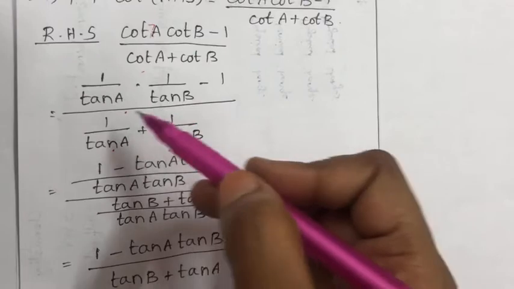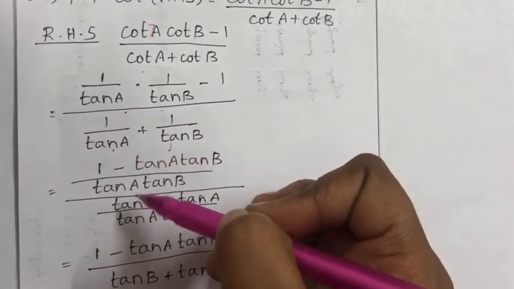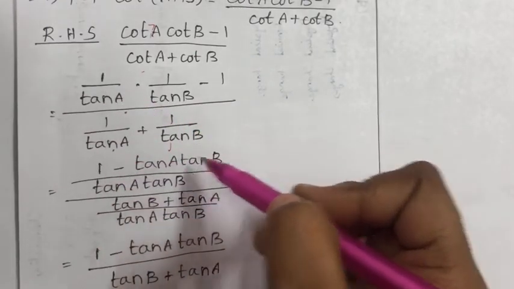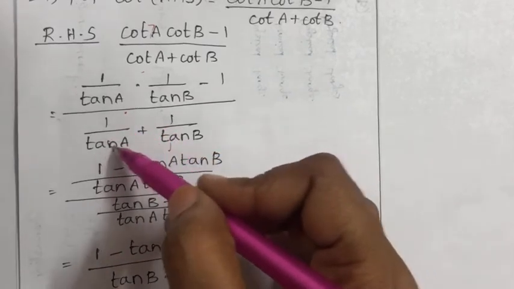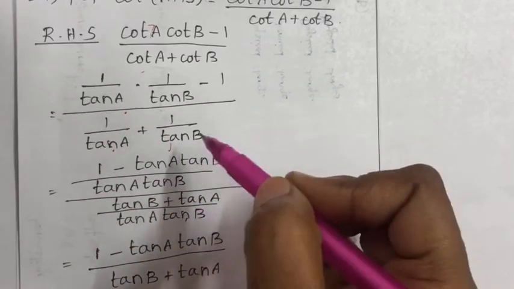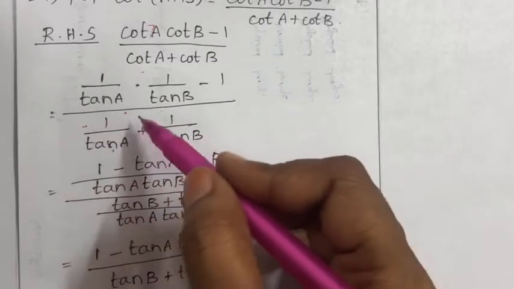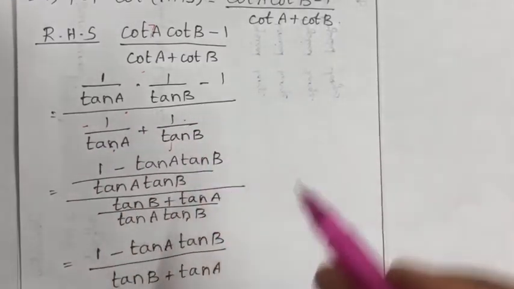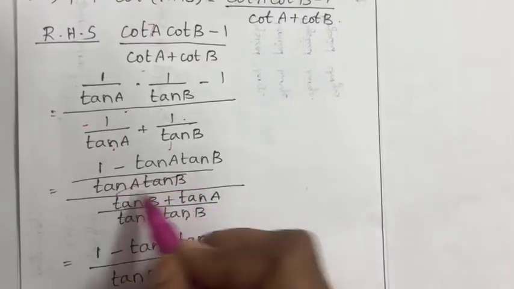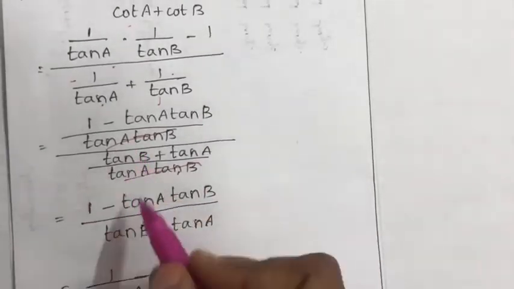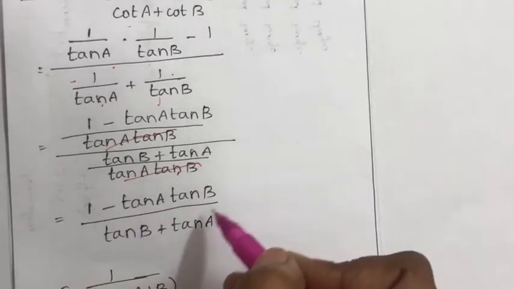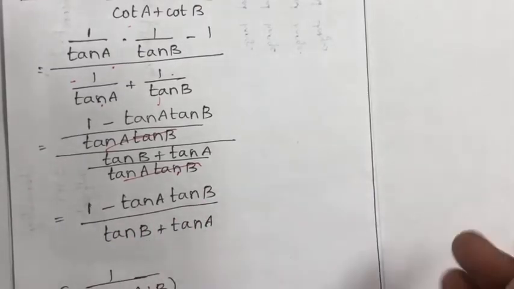Now let's take tan A into tan B as LCM. So it is 1 minus tan A tan B. In the denominator also, while taking tan A tan B as LCM, it has become tan B plus tan A divided by tan A tan B. The denominator will be cancelled. So 1 minus tan A tan B divided by tan B plus tan A.